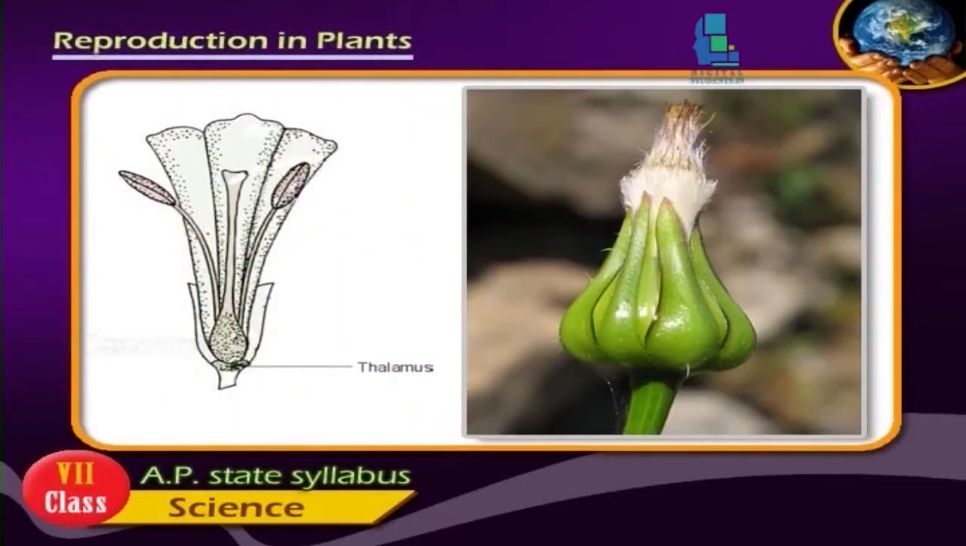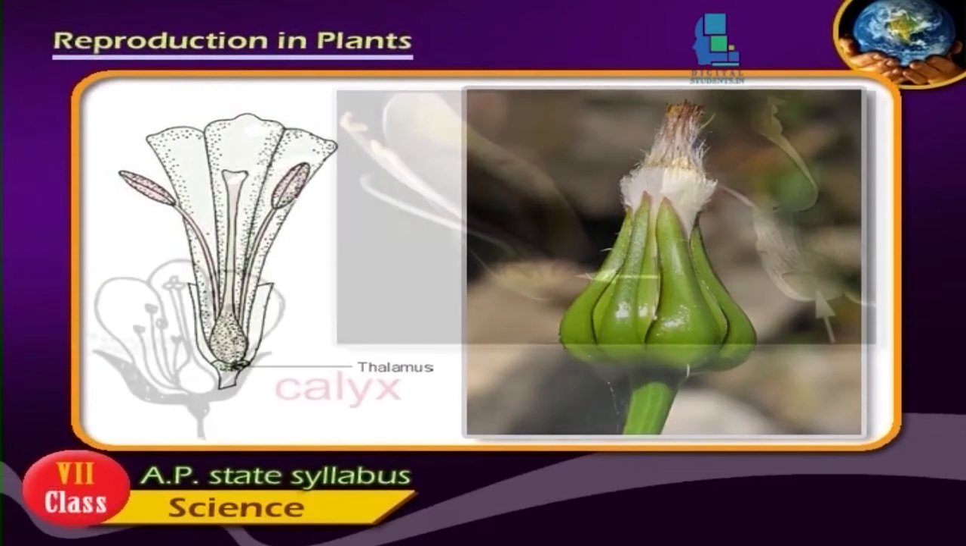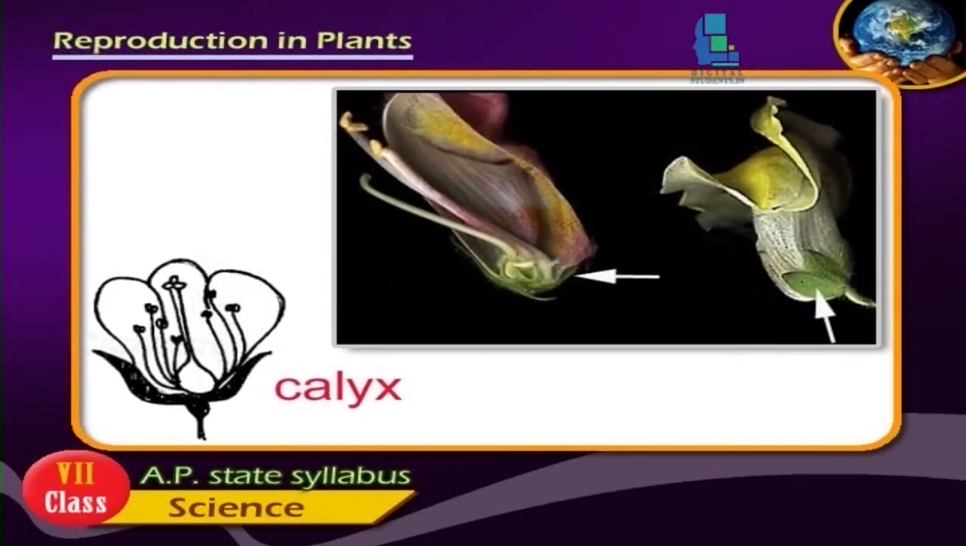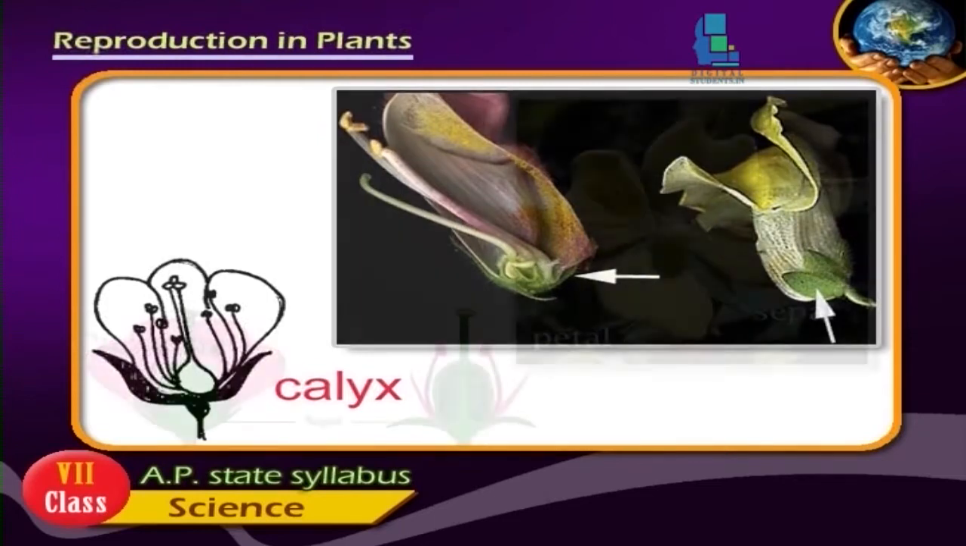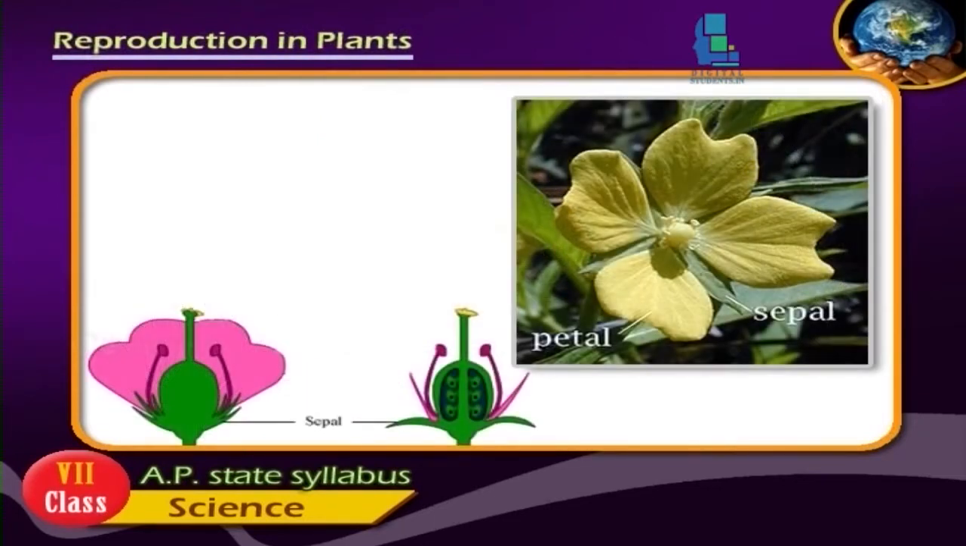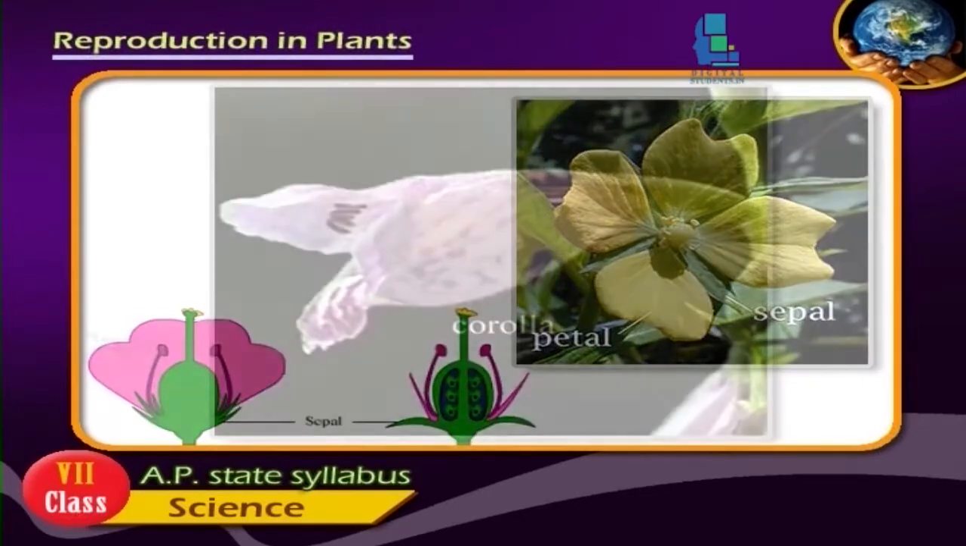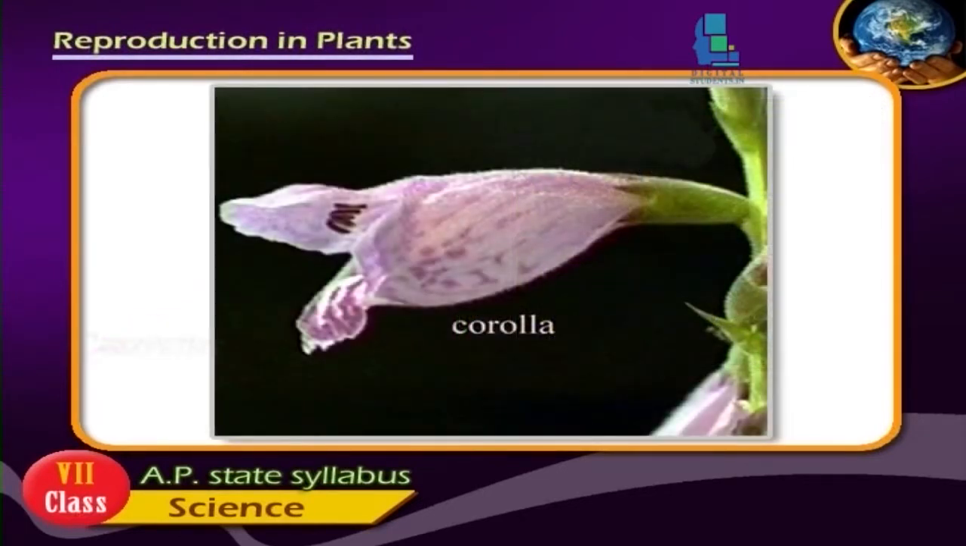Thalamus is the seat on which the parts of a flower are present. Just above the thalamus, there is a green tube-like structure called calyx. Its leaf-like structures are called sepals. The lower ends of sepals are fused to form the tube-like structure. If we remove the tube of fused sepals, there is a funnel-shaped corolla. This is formed of fused petals.